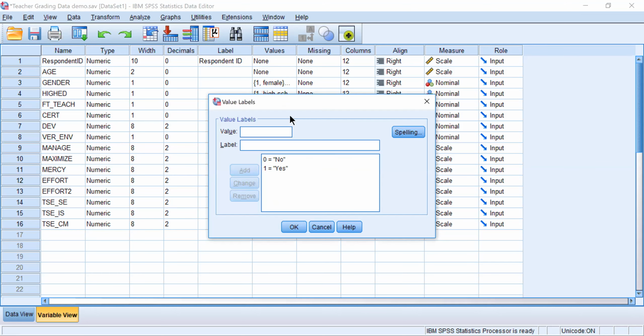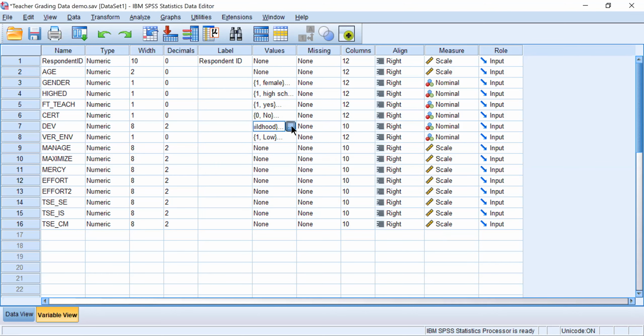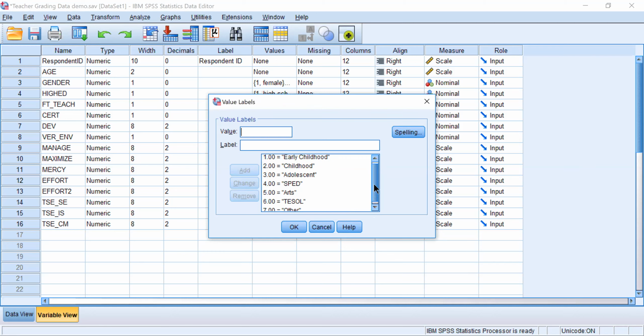For those people who answered yes to full-time teacher, they were asked to say whether or not they're a certified teacher, yes or no, and the group for whom they were pursuing certification. That includes early childhood, arts, TESOL, and other, which are categories that were dropped from this data set. So everyone in this data set is either pursuing a certification for childhood general education, adolescent general education, or special education at any level.